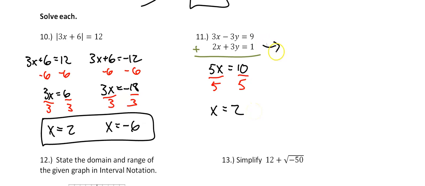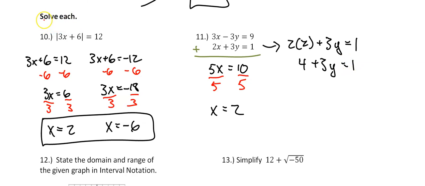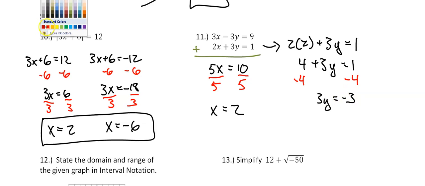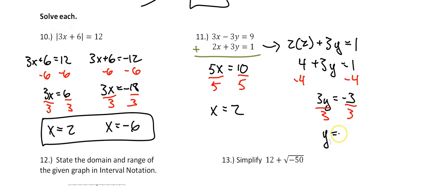I just got to plug it back into one of these guys. Maybe I'll plug it into this one. Got 2 times 2 plus 3y equals 1. So that's 4 plus 3y equals 1. And then subtract the 4 and divide by that 3. Okay, and really most of the time we write our answer as an ordered pair for this one.